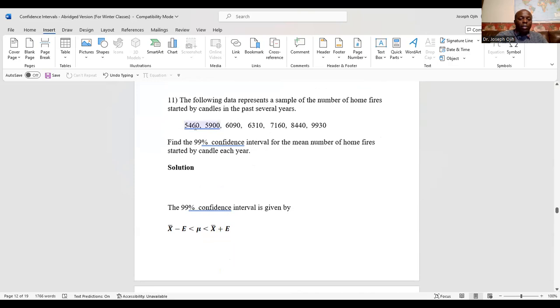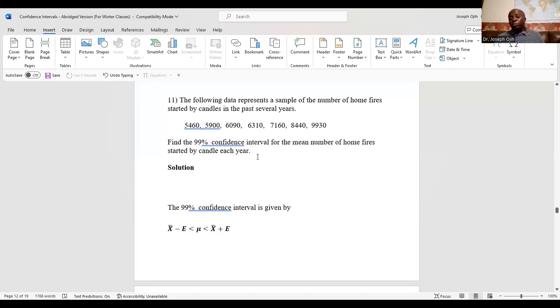Actually, you can see how many of them? 1, 2, 3, 4, 5, 6, 7 years. So 5,460 home fires started by candle in one of the years. And we say find a 99% confidence interval for the true mean number of home fires started by candle each year.